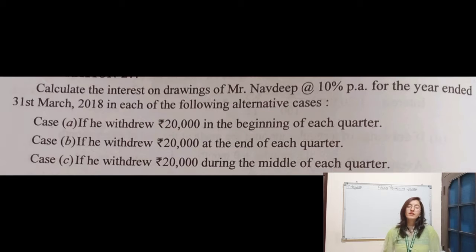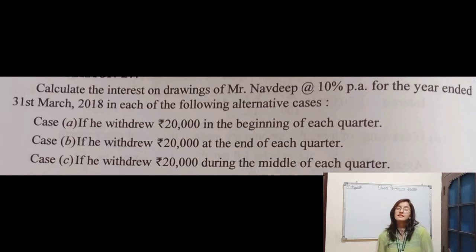So now we will be solving a numerical question based on all the three cases we have discussed here. Question is, calculate the interest on drawings of Mr. Navdeep at the rate of 10% per annum for the year ended 31st March 2018 in each of the following alternative cases. First case is, if he withdrew rupees 20,000 in the beginning of each quarter. Second case is, if he withdrew 20,000 at the end of each quarter. And third case is, if he withdrew 20,000 during the middle of each quarter.